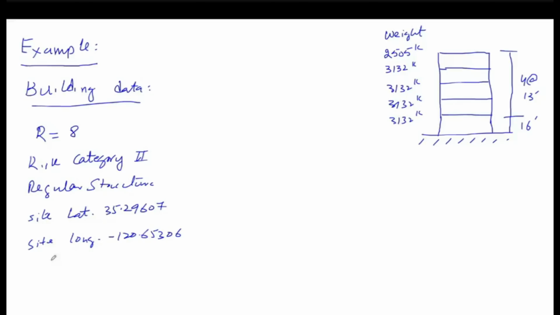The vibration period obtained through the dynamic modal analysis for the fundamental mode is 1.45 seconds. And the total seismic weight of the building is 15,033 kip.